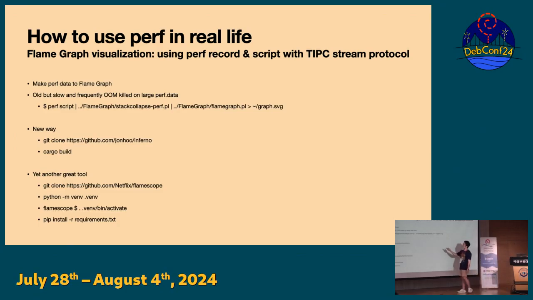There is Brendan Gregg's flame graph, which is so popular, but slow and sometimes OOM killed on large perf data. So I searched on YouTube and found Inferno. This is a Rust program. And there is also Netflix's FlameScope, but I'm focusing on the flame graph.